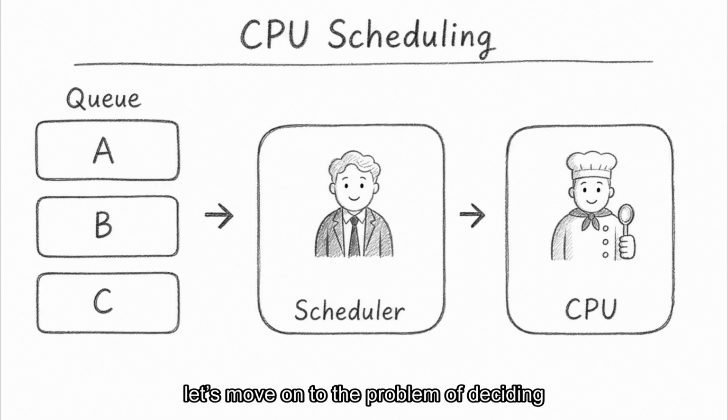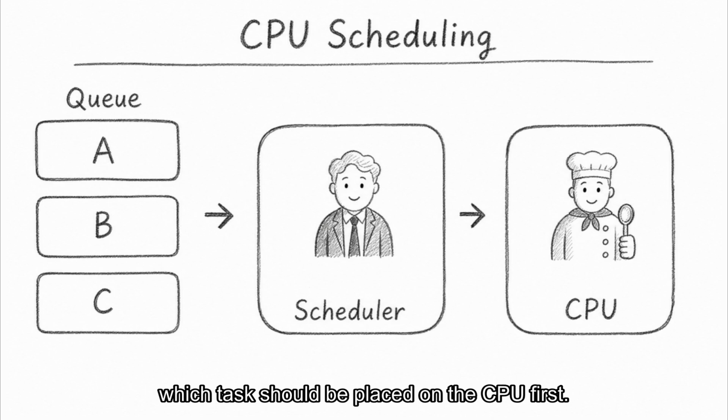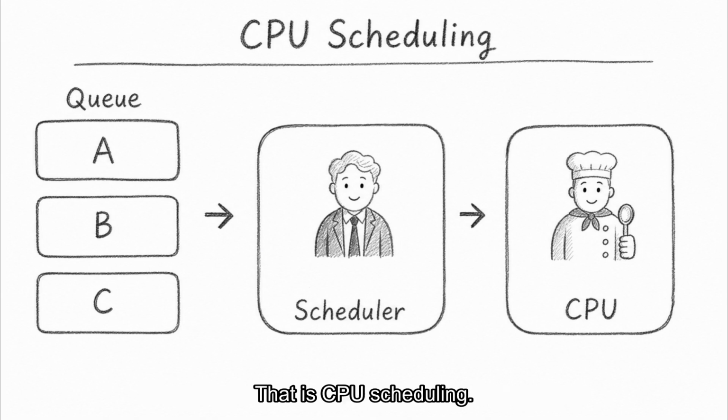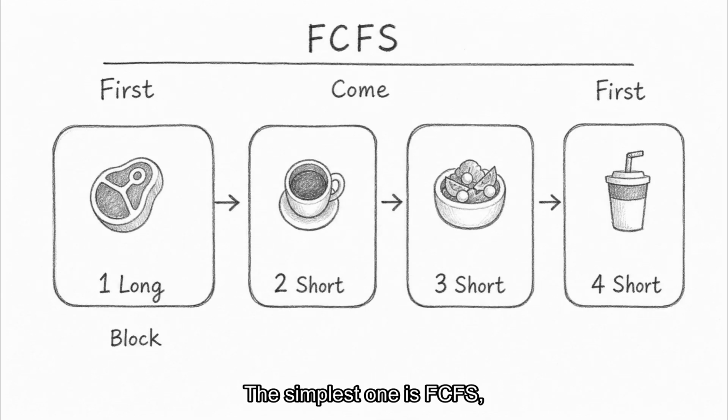And now, let's move on to the problem of deciding which task should be placed on the CPU first. It's got to be handled by the operating system. So I can say that's CPU scheduling. The simplest one is FCFS, first come, first served. It works in the order they arrive. Let me take a restaurant analogy.